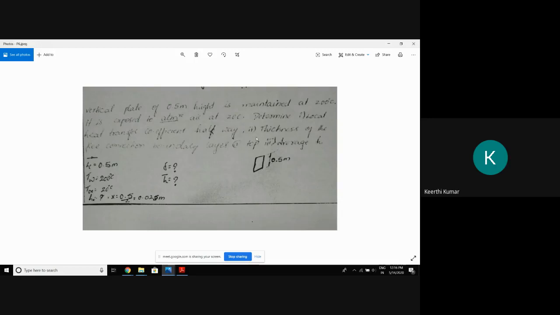As I told, the boundary layer thickness will be there, either it may be forced or free. Till now, we did not come across the thickness of the boundary layer. Now he is asking the thickness of the free convection boundary layer at the top. Means whenever x is equal to some value, what is the value of the thickness of the boundary layer? And also the average heat transfer coefficient.